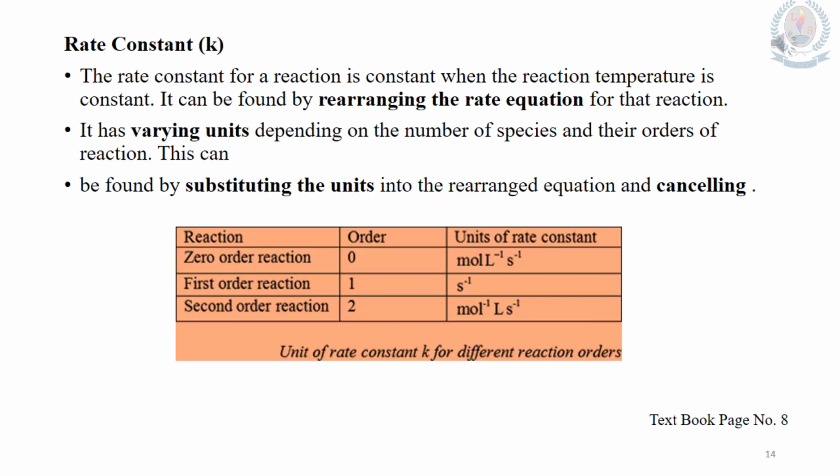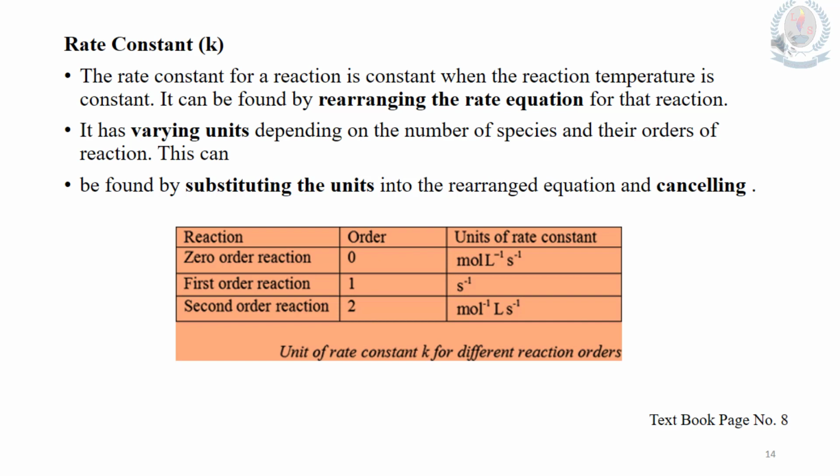Rate constant. The rate constant for a reaction is constant when the reaction temperature is constant. It can be found by rearranging the rate equation for that reaction.